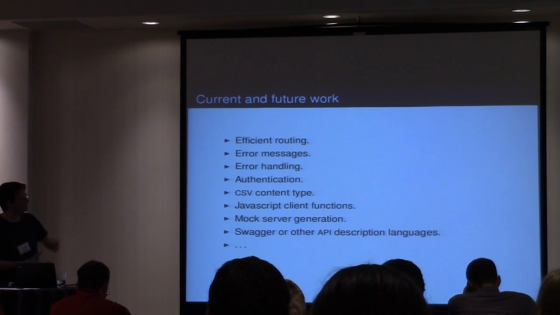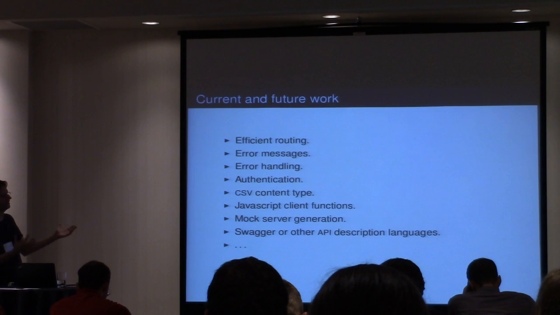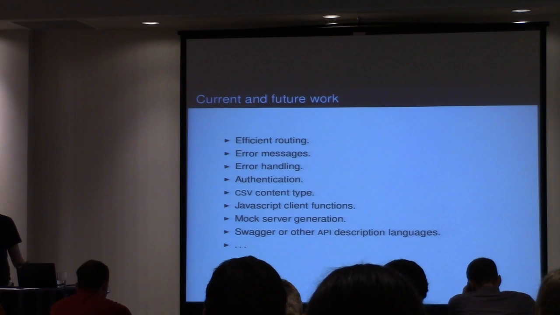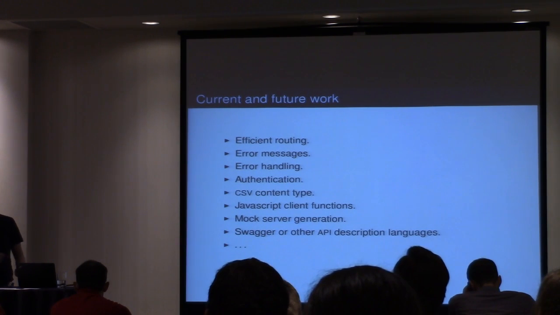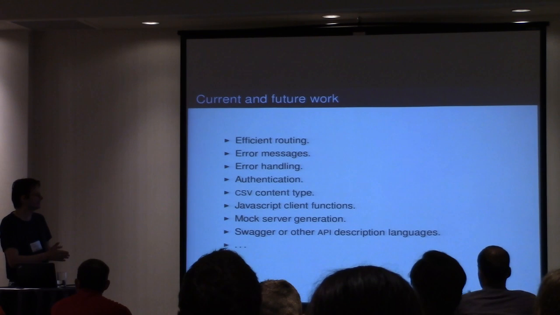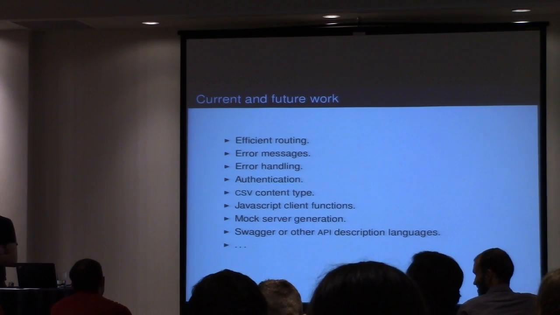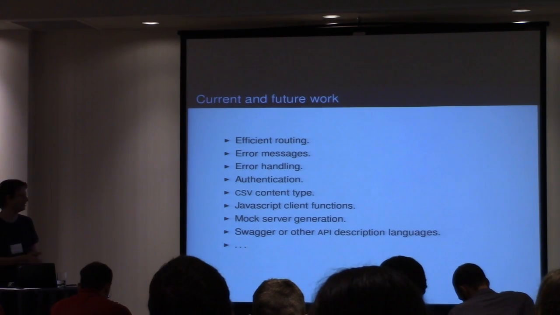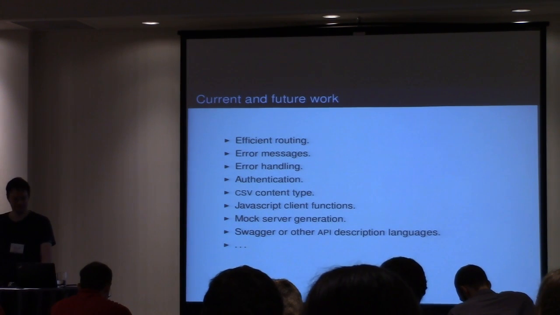There is also a JavaScript client function generator that is already in Servant now. I think Alp has recently implemented a mock server generation interpretation that actually gives you a server completely for free without even defining any handlers, by just taking random inputs and taking them to random outputs, essentially. There is ongoing work on providing documentation and stuff in more advanced formats, such as Swagger or other API description languages.